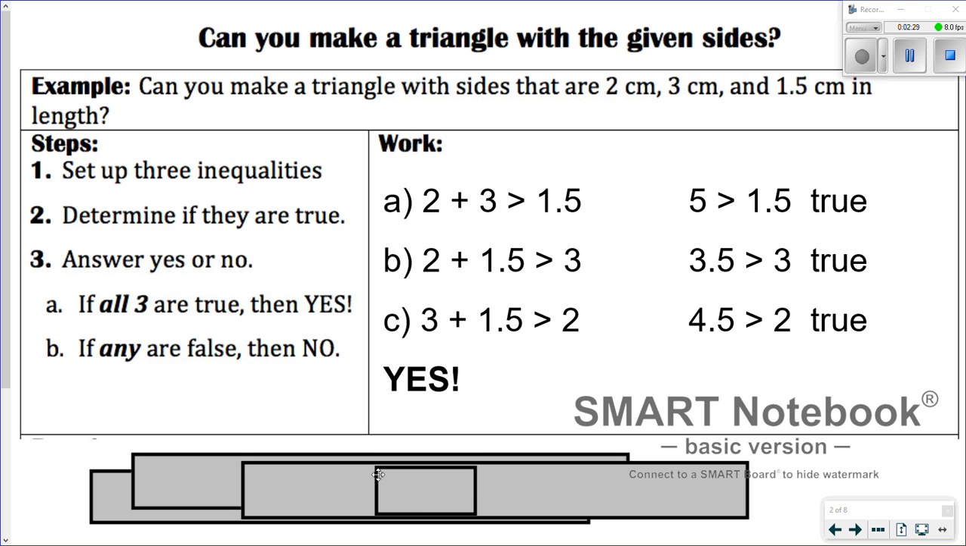That is all you have to do with triangle inequality. They give you 3 sides, you do a combination of 2, add 2 of the sides and make it greater than the third side. You switch the position around. If all of them are true, then you can make a triangle. If one of them is not true, then you can't make a triangle.